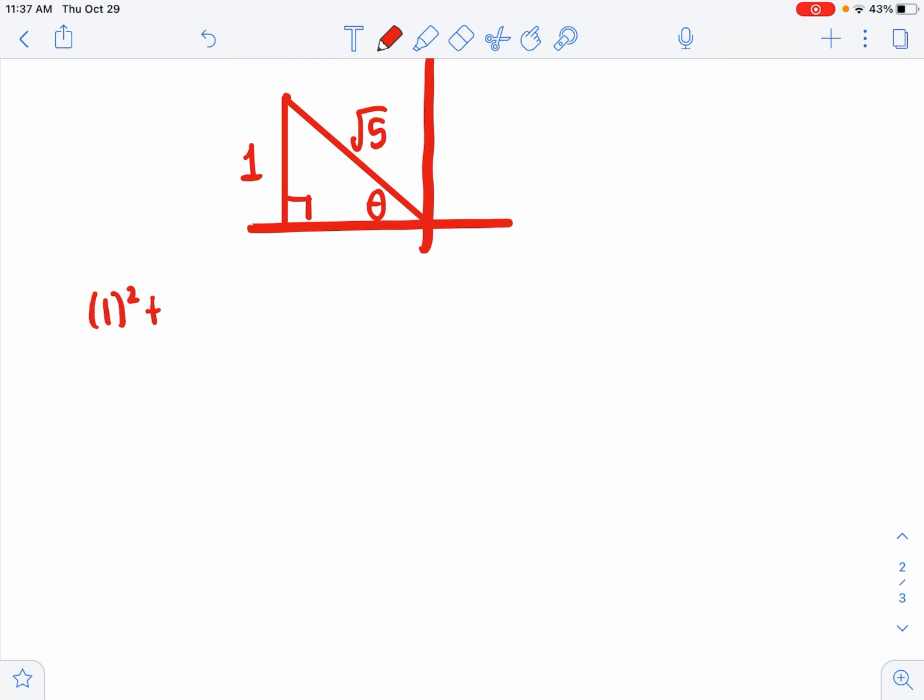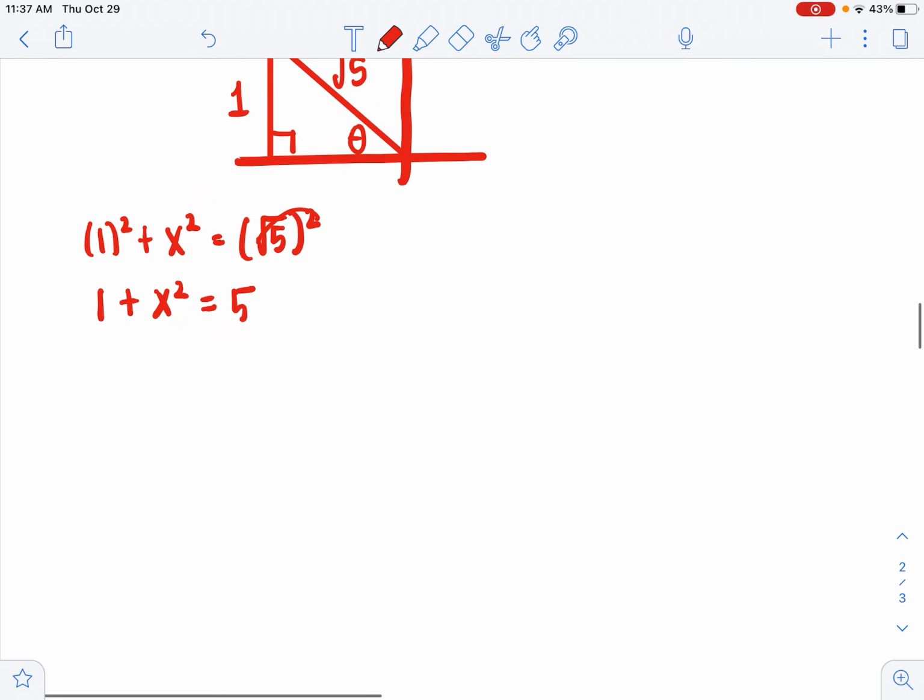I'm going to use Pythagorean Theorem. I'm going to do 1 squared plus x squared, and you can use b squared if you want, equals root 5 squared. 1 squared is 1 plus x squared equals root 5 squared. Remember, a square cancels out of square roots. That's 5. It undoes it. Subtract 1. I get x squared equals 4. And then square root to solve. Plus or minus, plus or minus. X equals positive or negative 2.